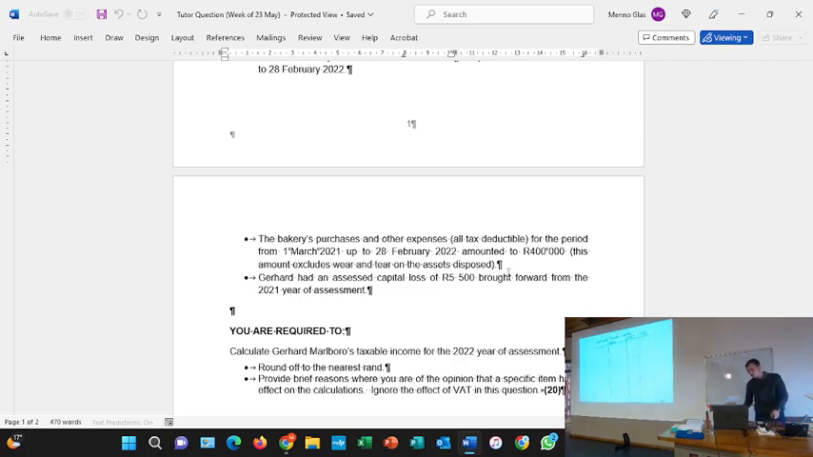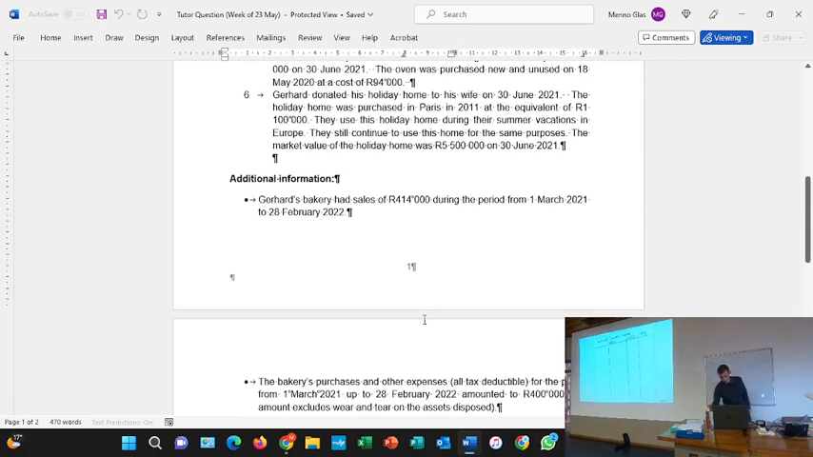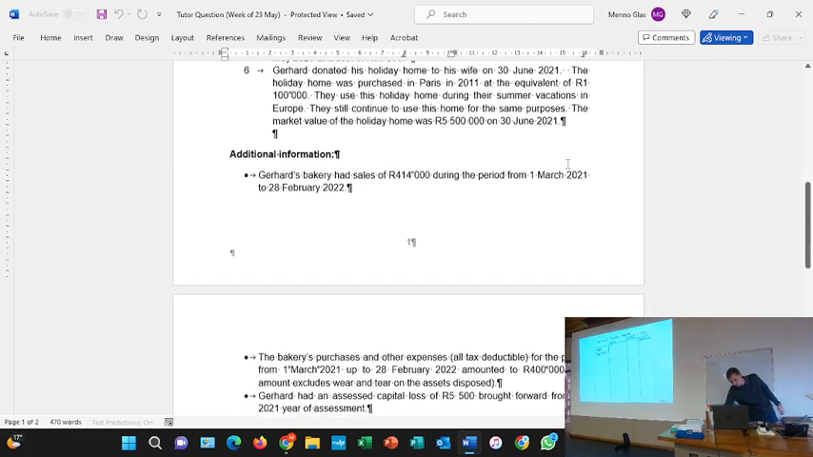Okay, you do agree that the sales we include in gross income for the year. So it's 414,000. Then we had expenses, all tax deductible, for 400,000.